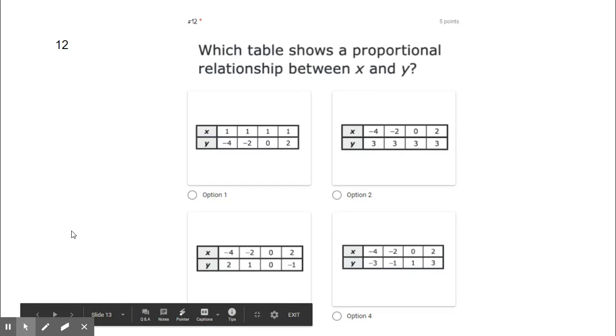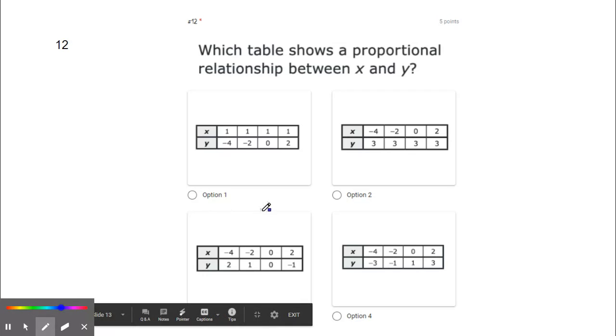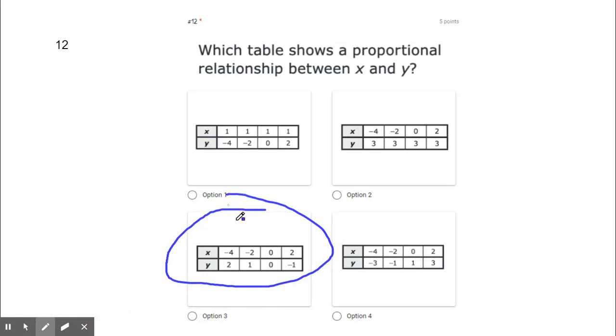Number 12, which table shows a proportional relationship between X and Y? In order to be proportional, wherever X is 0, Y has got to be 0 too. And there's only one of these tables that shows that, and that's option 3, right here. When X is 0, Y is 0.